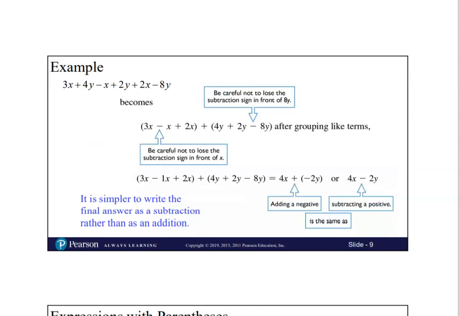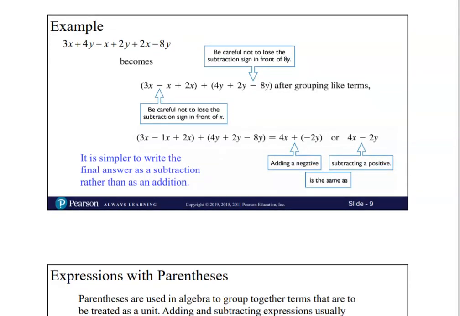So we have an example here of 3x plus 4y minus x plus 2y plus 2x minus 8y. If you want to look and see how they work this, that's fine. I'm going to work it a little bit different than the way they have it, so I'm going to write it down here. So I've got 3x plus 4y minus x plus 2y plus 2x minus 8y.